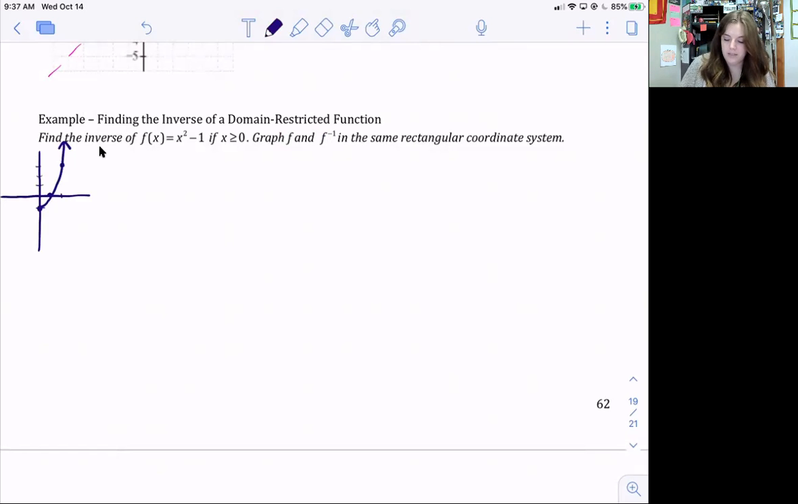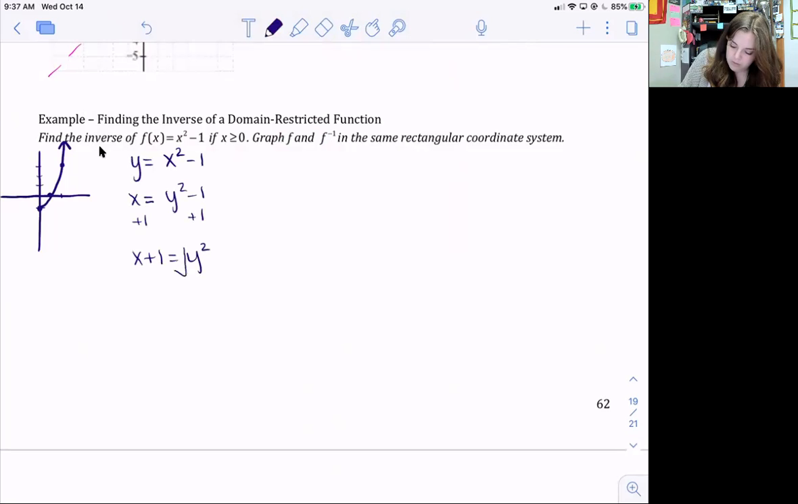Well, if we check, this passes the vertical line test, it is a function. If we check the horizontal line test, it passes. We have a one-to-one function. So find the inverse. We're going to change f of x to y. So y equals x squared minus 1. Change x and y, so x equals y squared minus 1. Then solve for y. So we're going to add 1 to both sides. x plus 1 equals y squared.